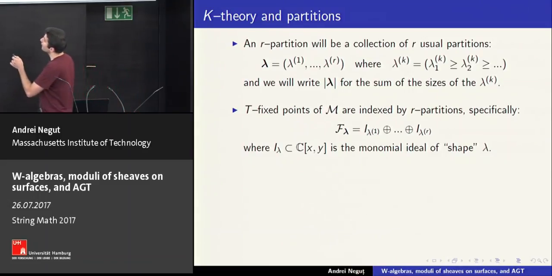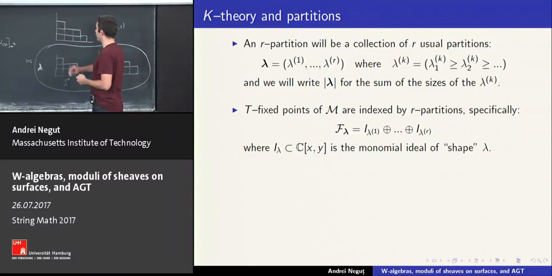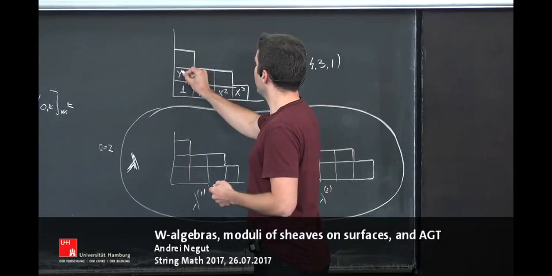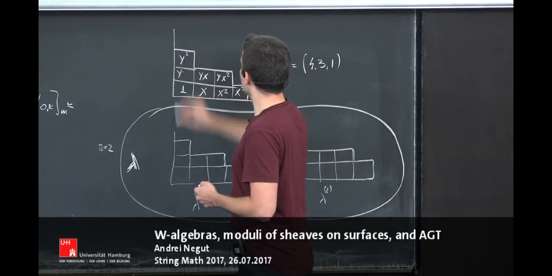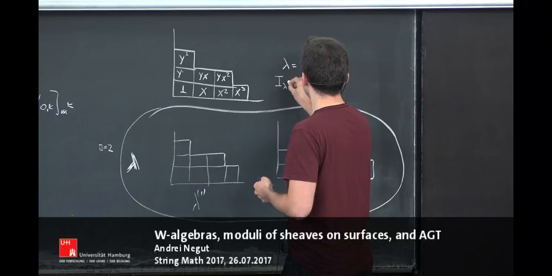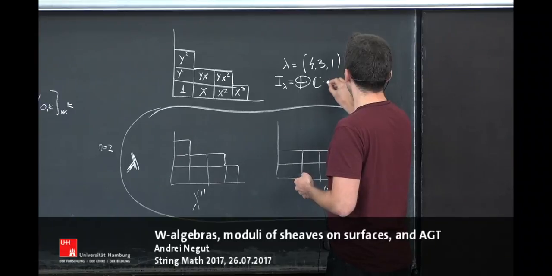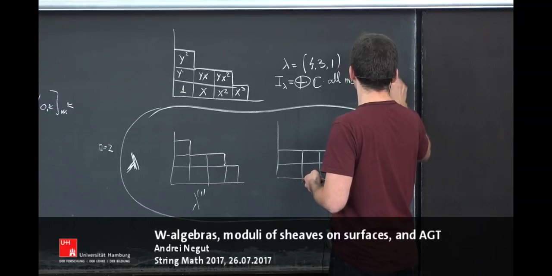And I should say that the ideal which is indexed by a usual partition lambda is what is known as a monomial ideal. And here's how you define it. You take a Young diagram of lambda, you put the monomials 1, x, x squared, y, yx, yx squared. You see where this is going, y squared. And you say chi lambda is defined as the sum of C times all monomials not in the Young diagram lambda.